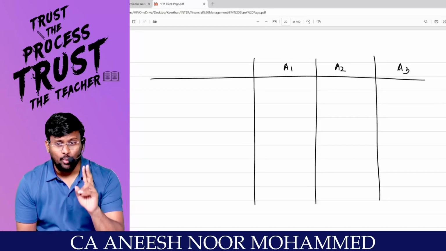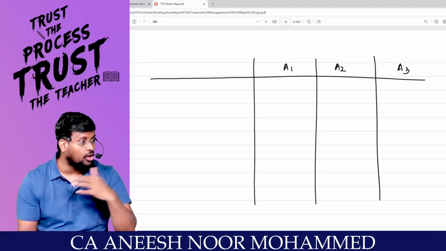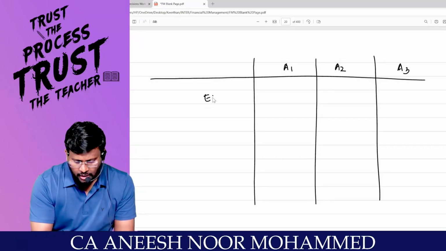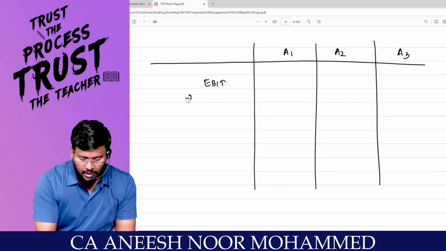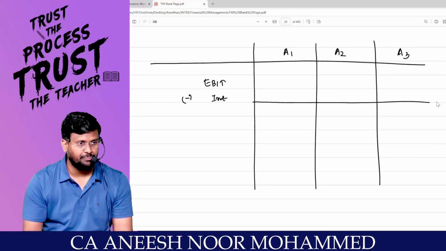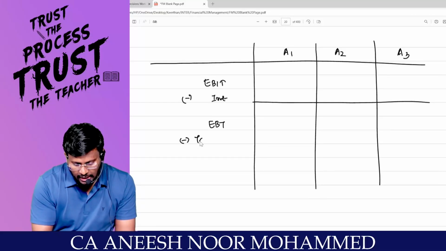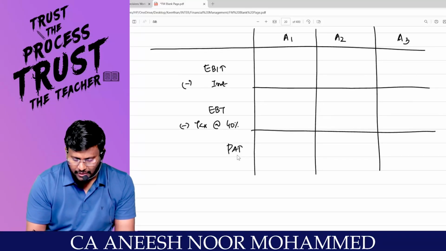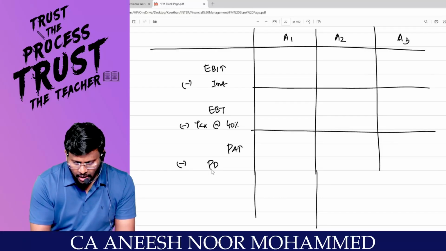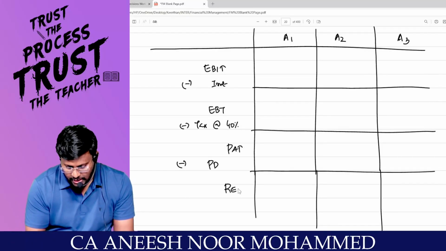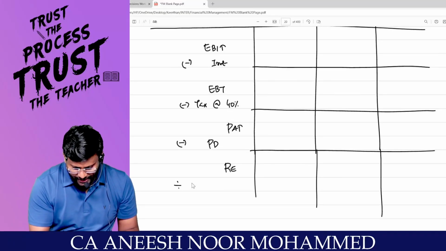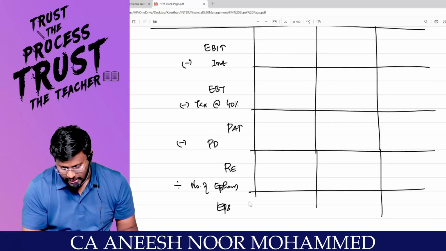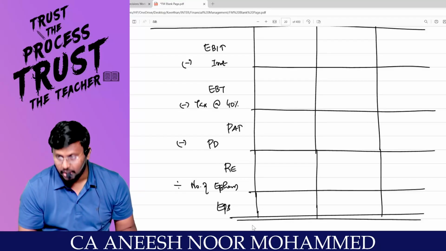But you can compare only 2 alternatives at one time. You cannot compare all the 3 alternatives at the same time. Sir, if they ask the indifference point in a question, just write the EBIT minus interest. You will get earnings before tax. Less tax at the rate of 40%, you will get PAT, profit after tax. Pay the preference dividend, you will get the residual earnings. Divided by the number of equity shares, you will get the EPS, earnings per share.